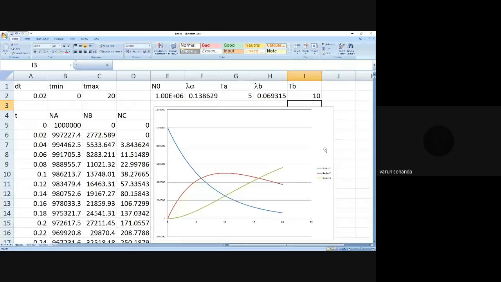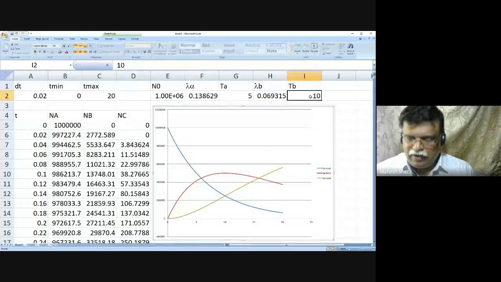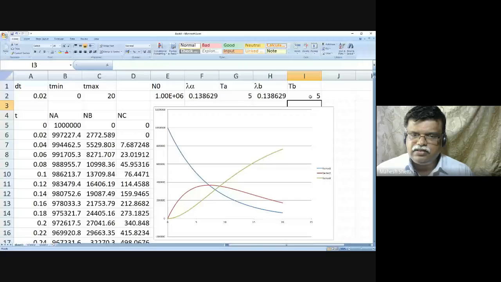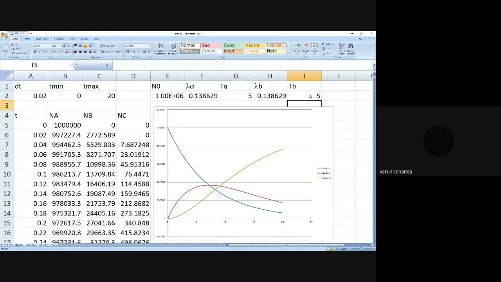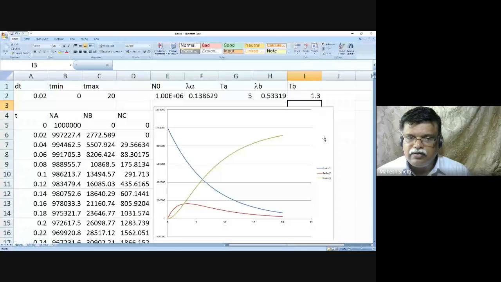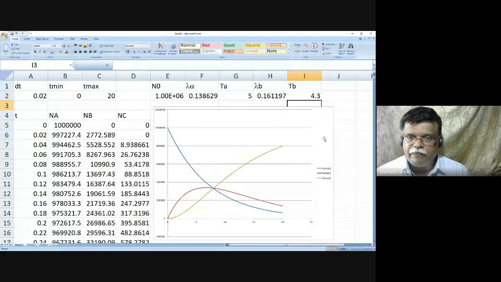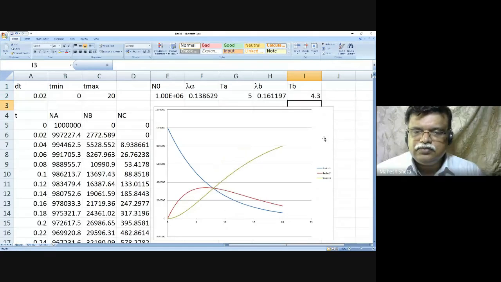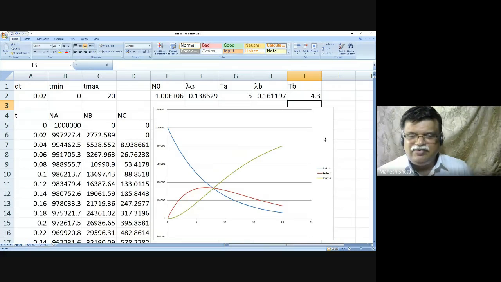Could you take TBS 5? TBS 5. Okay, both equal. Yes, this is possible. Sir, can we get a point here where all three populations are same, like NA and B? From this graph, it seems like we can, by adjusting it. Yes, it is possible. If I take 4.6, no, 4.3, it is possible. Out of interest, you can say yes, there is one particular point where, for these ratios, all three populations will be same.